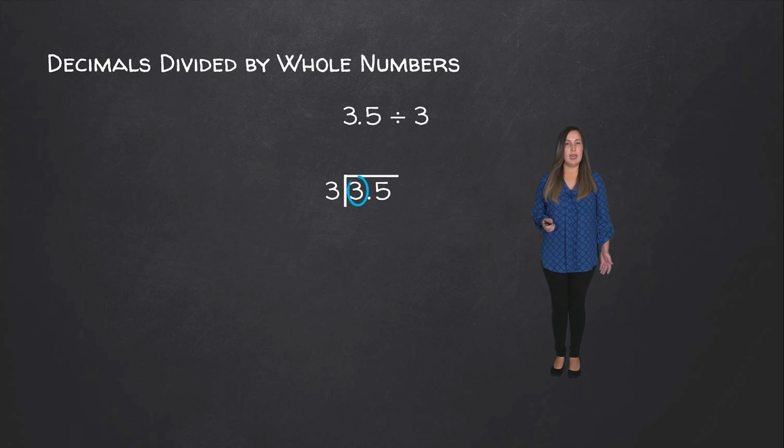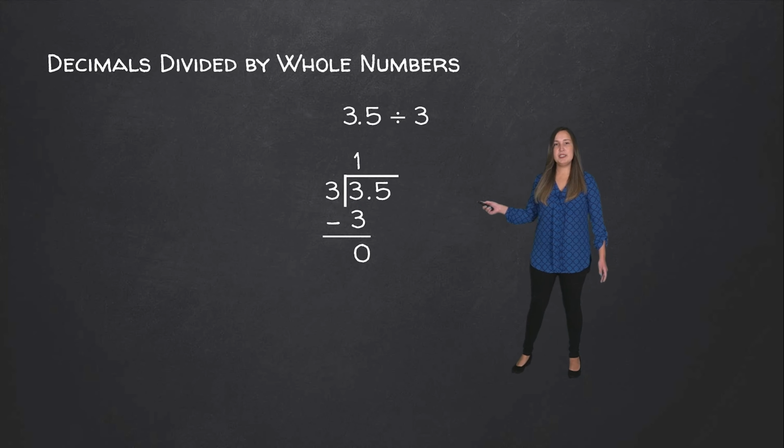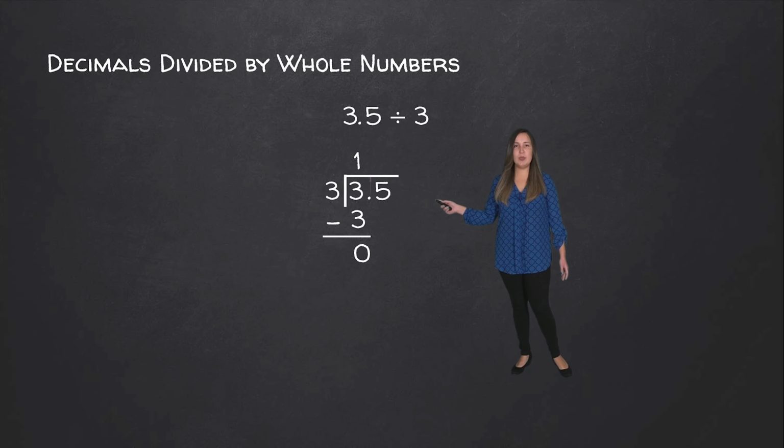So how many times does 3 go into 3? And that would be 1 time, because 3 times 1 is equal to 3. We're going to take our 3 and subtract it by 3, and we get 0. Now, notice that we have our decimal point next, so we bring that up. All right, don't forget to do that, or the value of our answer will be incorrect.